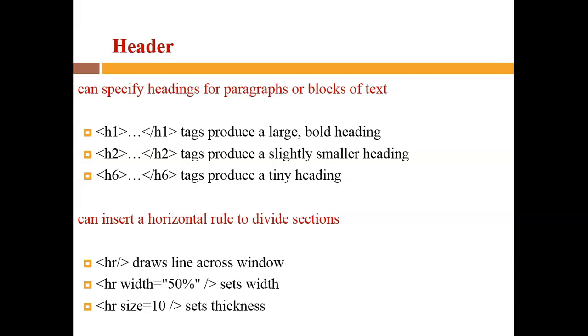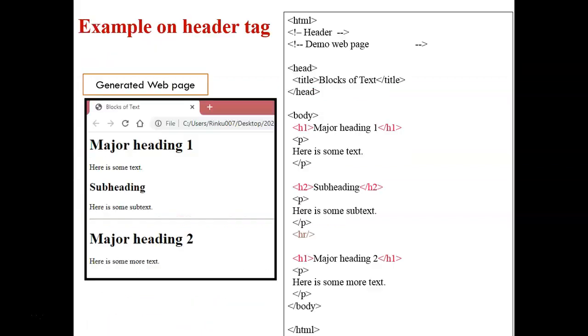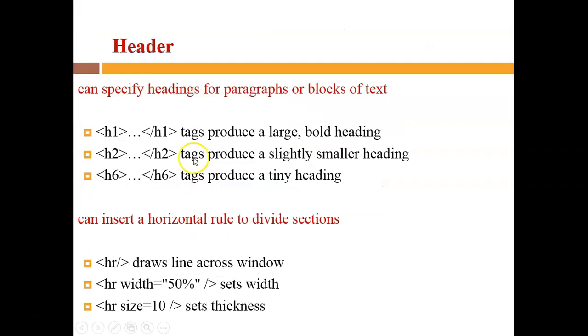Now HR, that is what? It can insert a horizontal row to divide the section. So for dividing the section we use a tag called the HR tag. Okay, so in between this we can write the width also in a percentage. We can declare size as a thickness. Okay, so next see the example based on your headers.